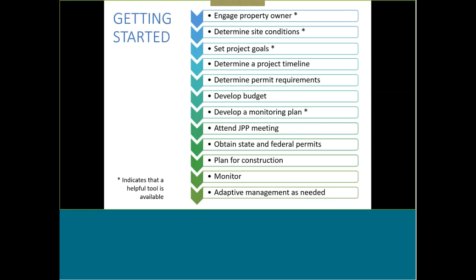Attend a JPP meeting, which is a joint permitting process meeting, and we will talk more about that tomorrow. Get your permits, plan for construction, always leave time for monitoring so that you can adaptively manage. Any item on this list that has an asterisk next to it represents something that the Delaware Living Shoreline Committee has a helpful tool available to assist with.